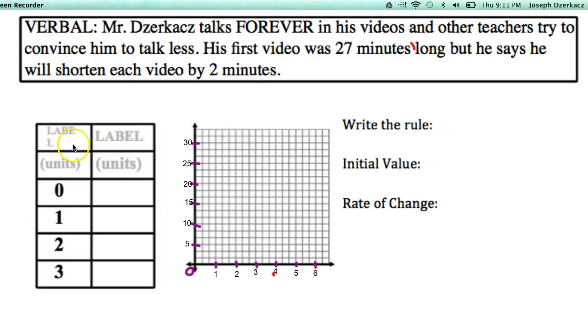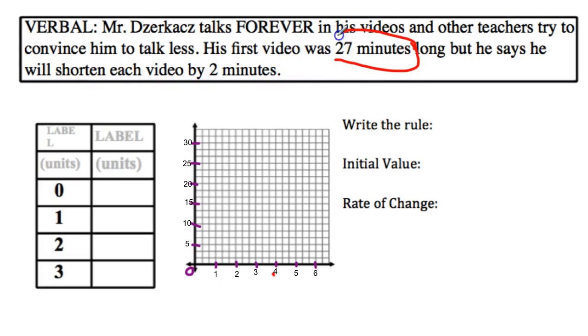So first, let me fill out this chart over here. So what information do I have? It says his first video was 27 minutes long, and he says he'll shorten each video by 2 minutes. All right, so that's a good place to start. And what are these things that are long? 27 minutes long, 2 minutes long. Those are videos, right? So we got each video.